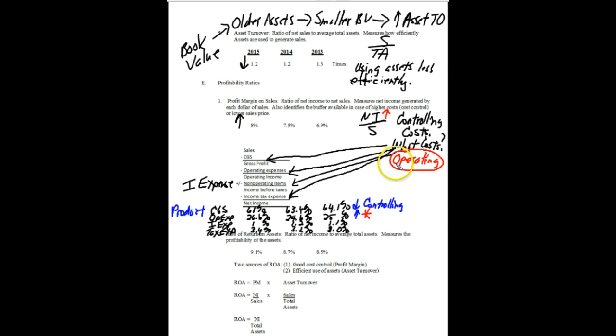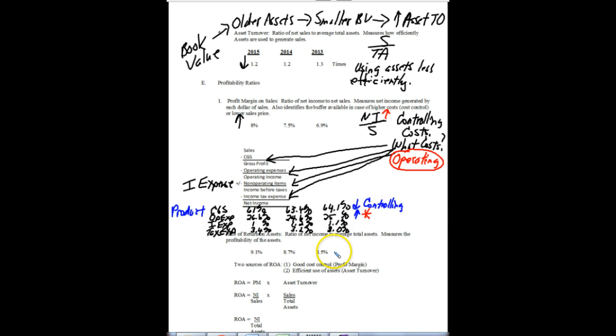So again, let me just say in conclusion, this profit margin has gone up. That's very good. It is mostly going up because they are controlling their product costs via cost of goods sold. However, they could have had even larger increases in this profit margin had they better controlled their operating expenses.